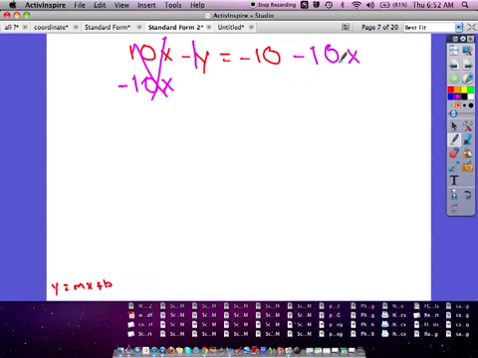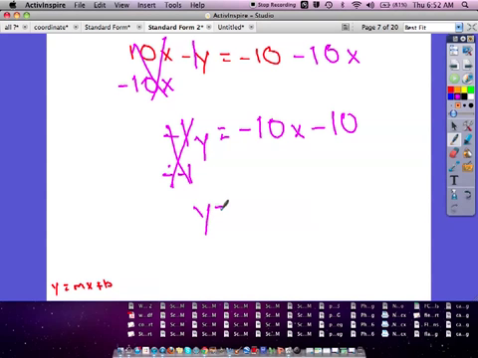Minus 10x. So I've got negative 1y equals, I'll put this first, negative 10x minus 10. Now it's starting to look like this. I just need to get rid of the negative 1. So we will divide by negative 1 to give me y equals, divide by negative 1, divide by negative 1. So that would be 10x, and then we would have positive 10. That's what our standard form changed to our regular form that we need.